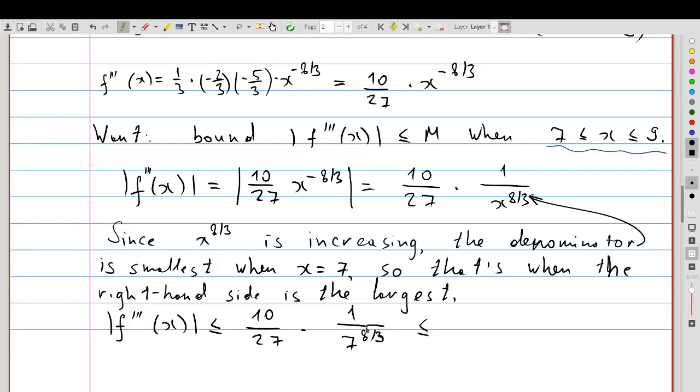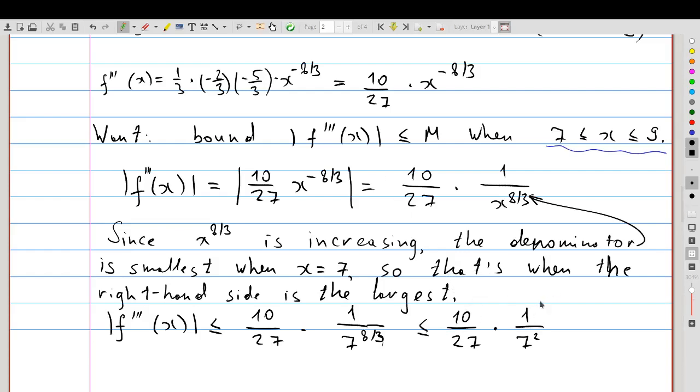So this power here is bigger than 7 squared, right? The exponent is bigger than 2. So by replacing 8/3 with 2, we have a smaller number, and so this ratio is at most 10 over 27 multiplied by 1 over 7 squared. And so this is a nicer number in the sense that evaluating it does not require taking cubic roots. So we can just evaluate this number with a computer that can only multiply and divide. So in this sense, it is a better expression here.